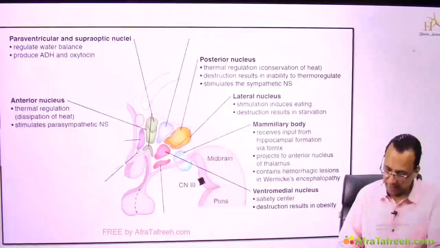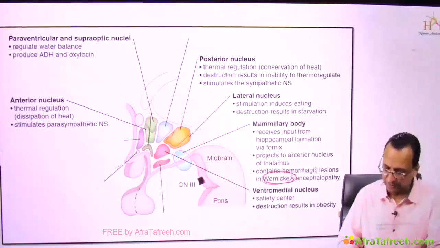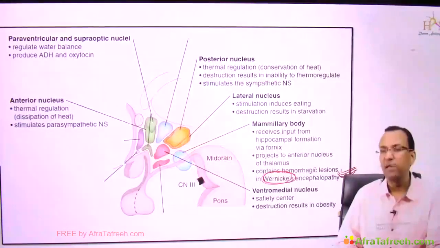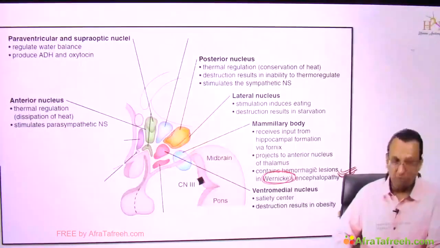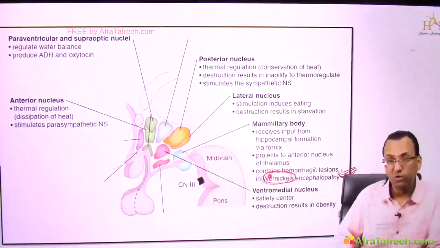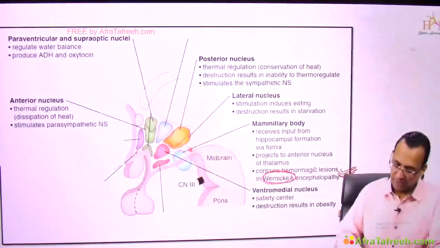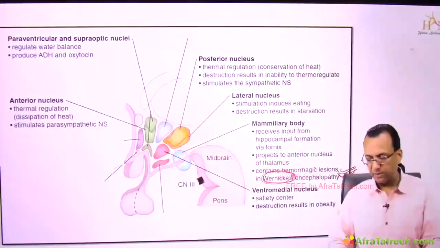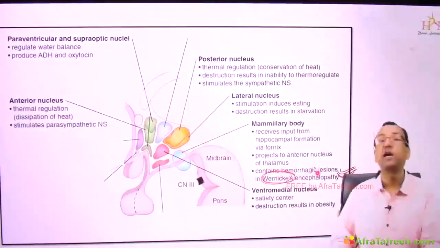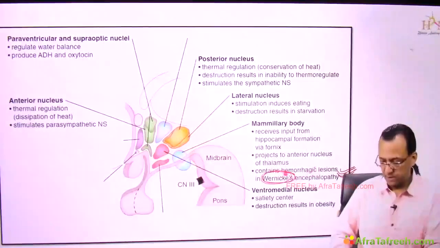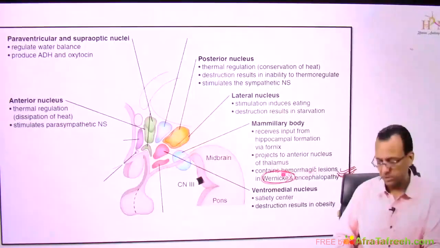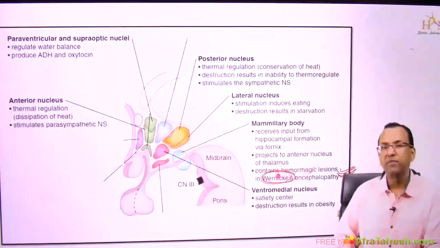And if it is damaged, like in Wernicke's encephalopathy, what happens? Anterograde amnesia, and confabulations are there. You will make stories which were not true. So mammillary bodies can be damaged in some hemorrhagic lesion, and there can be Wernicke's encephalopathy, anterograde amnesia, loss of memory, and then confabulations, making false stories just to fill in the gap of the memory, like that.